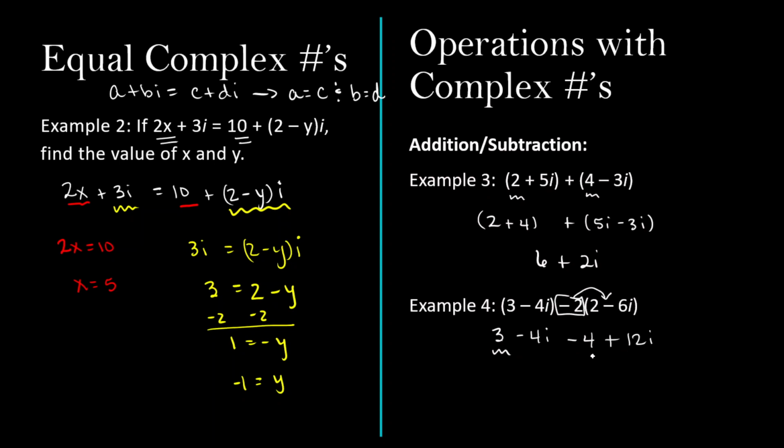Now I can group my real parts, so 3 minus 4, and I can group my imaginary parts, so negative 4i plus 12i, and I get negative 1 plus 8i.